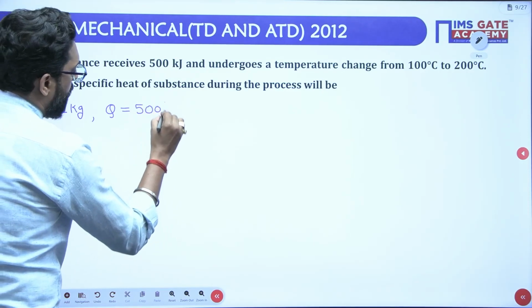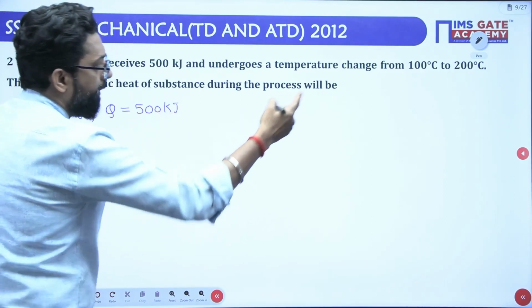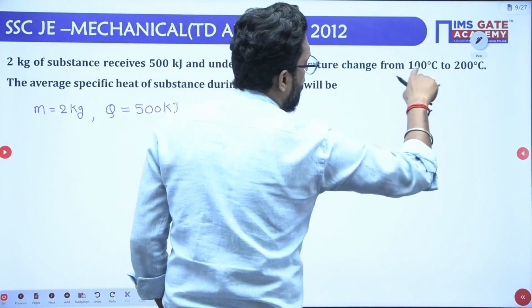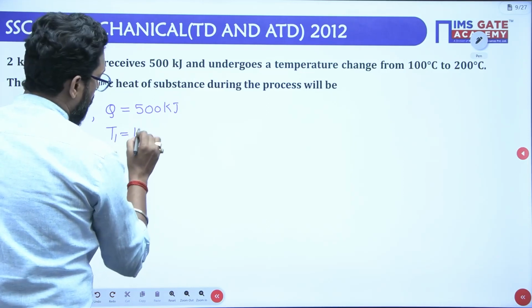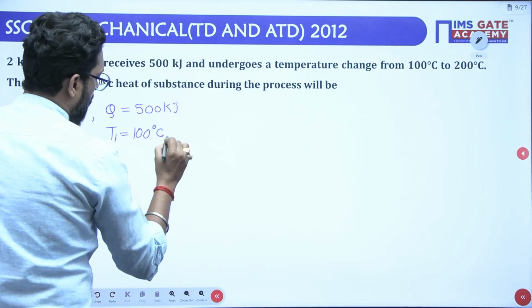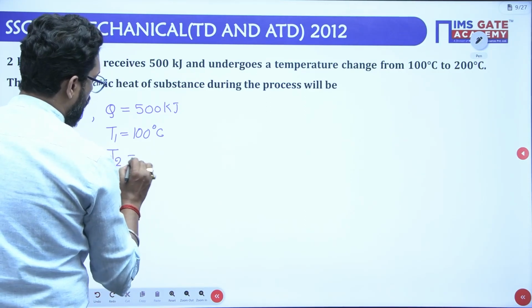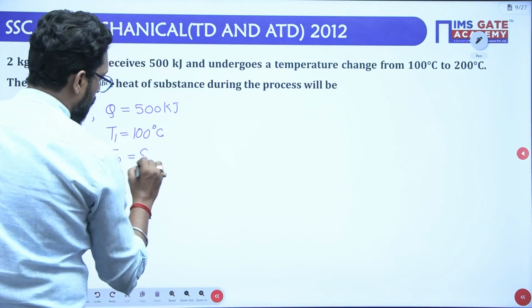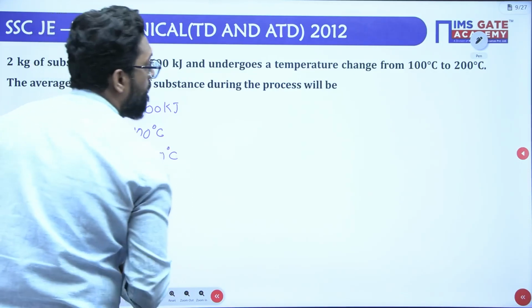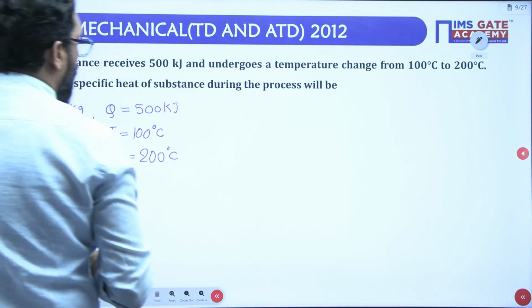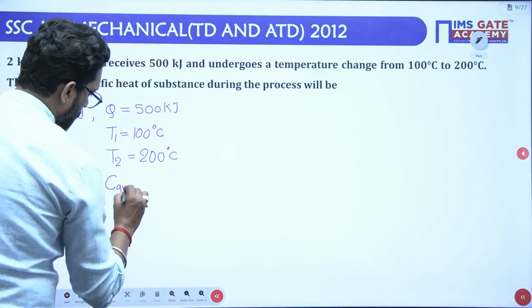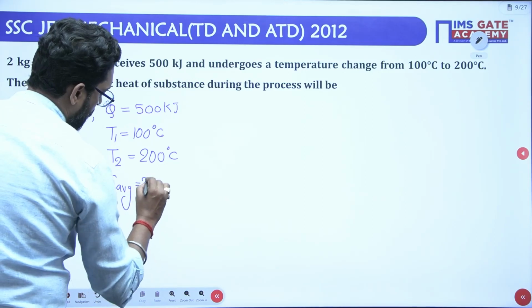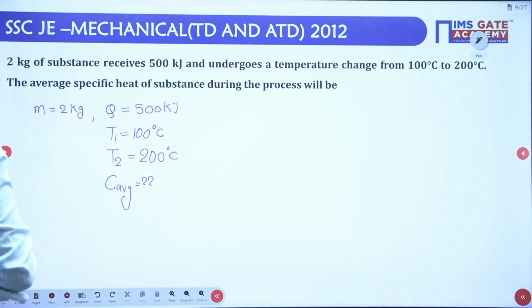During this receive of 500 kilojoule, its energy will increase, so temperature will increase. The initial temperature T1 is 100 degrees centigrade, and it will increase to 200 degrees centigrade because you add the energy in the form of heat. The average specific heat of the substance during the process, C average, you have to find.